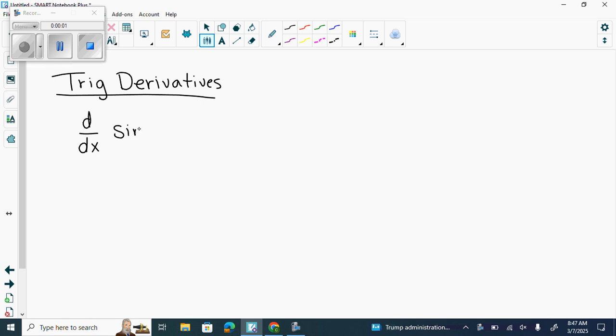sine x. Okay, so d over dx just means the derivative of whatever's beside it, right? So anything that starts with a c, the derivative is negative. Anything that does not start with a c, the derivative is positive.